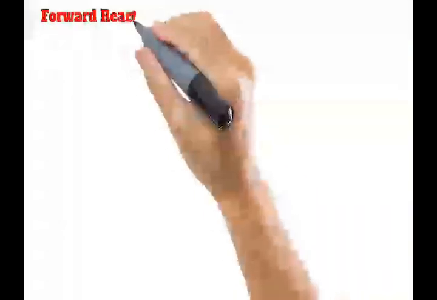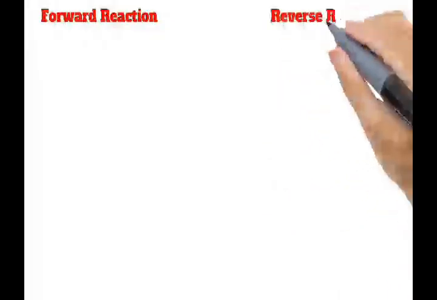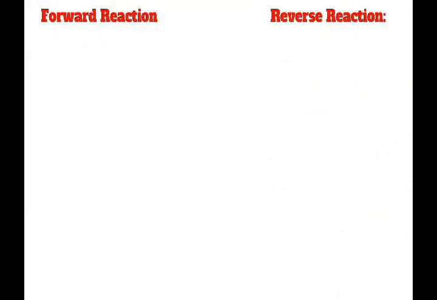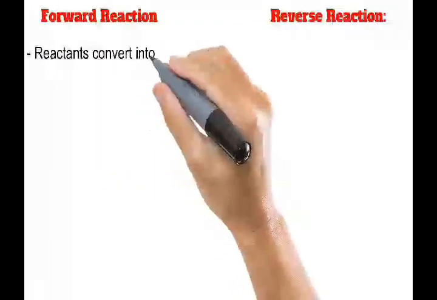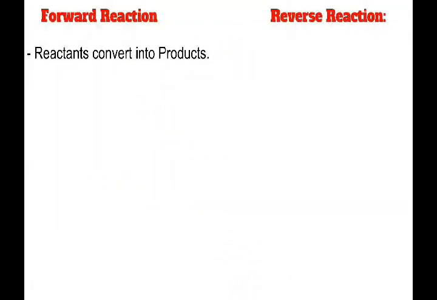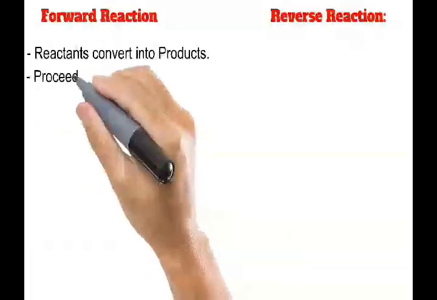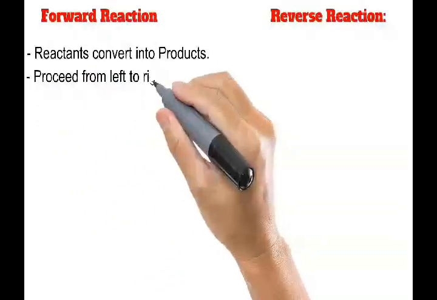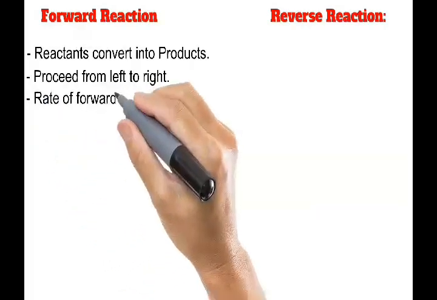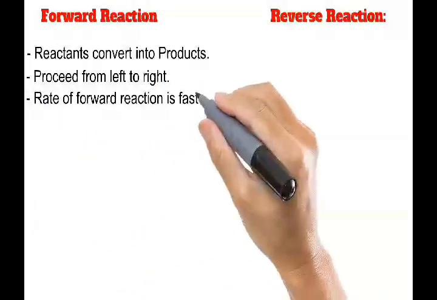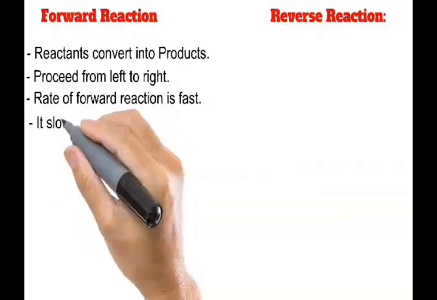Now we will wind up our lecture with a quick difference between forward reaction and reverse reaction. In forward reactions, the reactants react to form the products. Forward reactions take place from left to right side of the reaction. At the initial stage, the rate of forward reaction is very fast, but it slows down gradually.